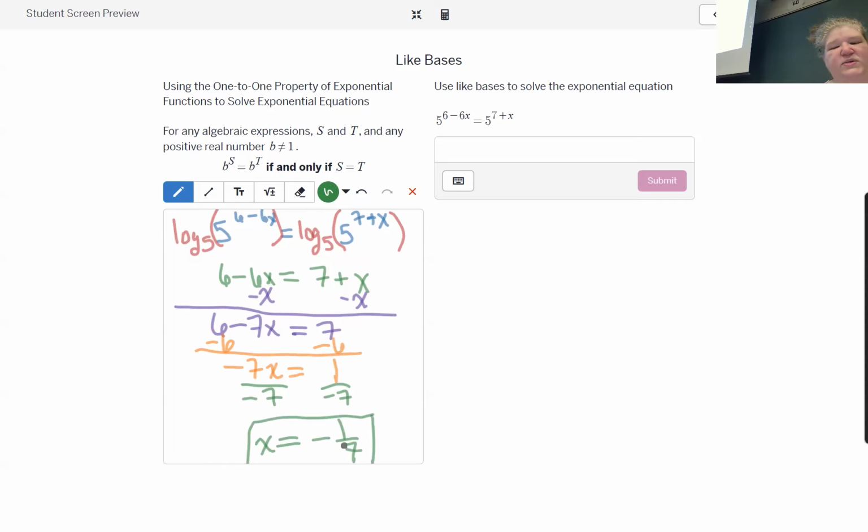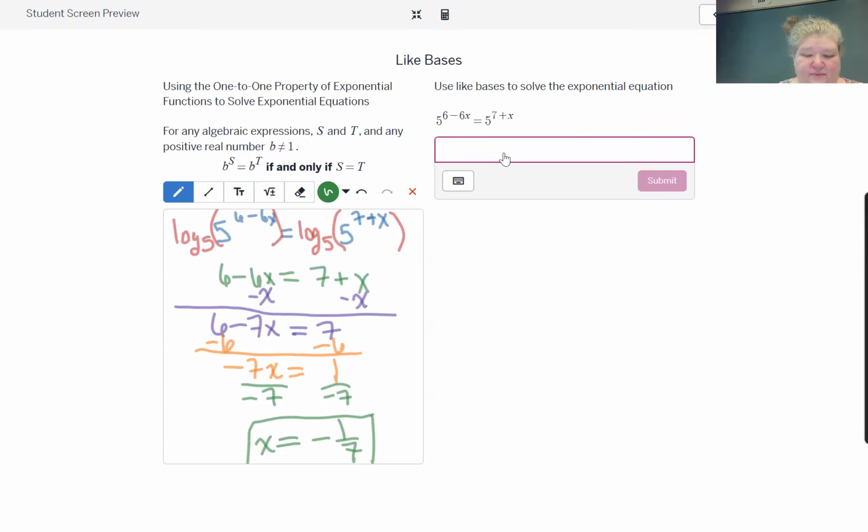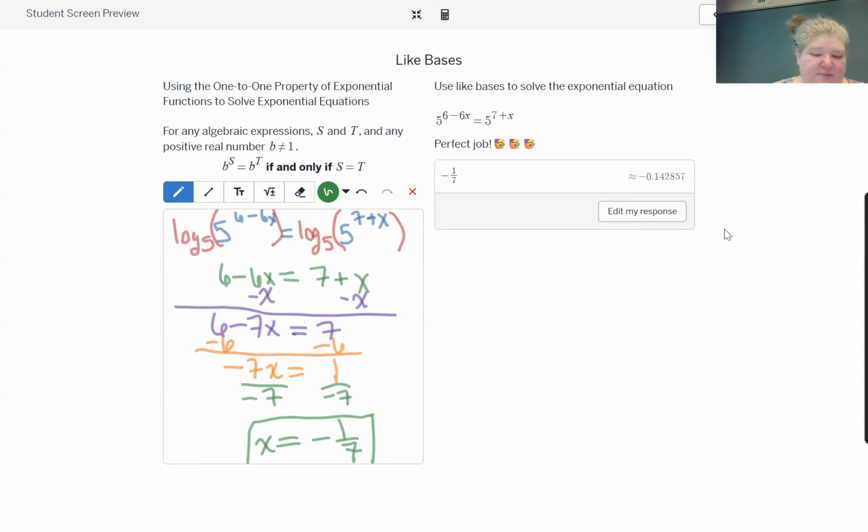And we get x equals negative 1/7. So apparently, if I take the number negative 1/7 and shove it into that original equation in place of x, that is the value that makes the equation true. And that's the only value that makes that equation true. So we just type in negative 1/7, and it says, yes, perfect.